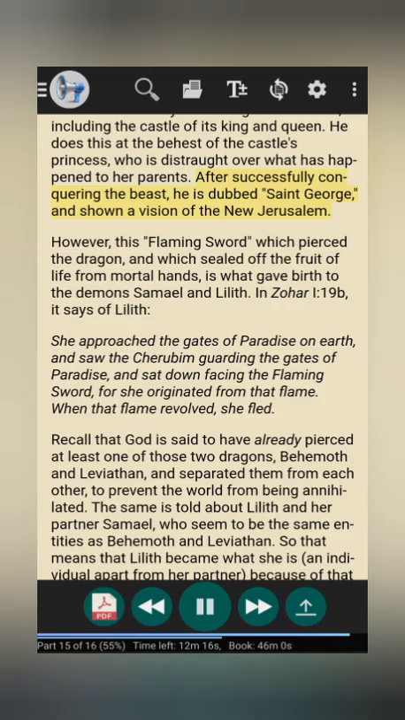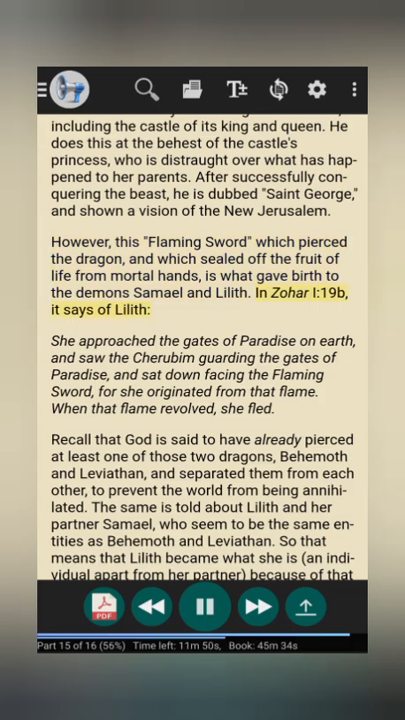After successfully conquering the beast, he is dubbed St. George and shown a vision of the New Jerusalem. However, this flaming sword which pierced the dragon and which sealed off the fruit of life from mortal hands is what gave birth to the demons Samael and Lilith.